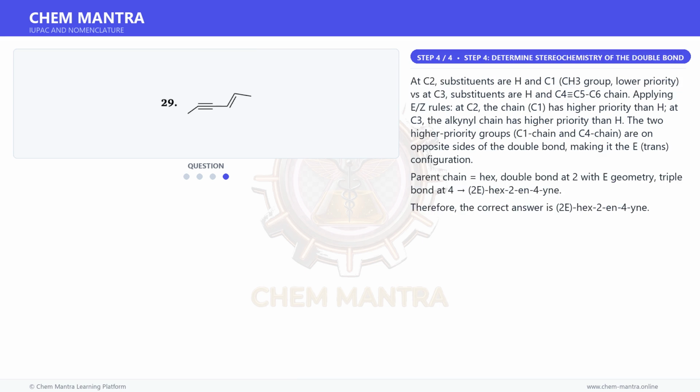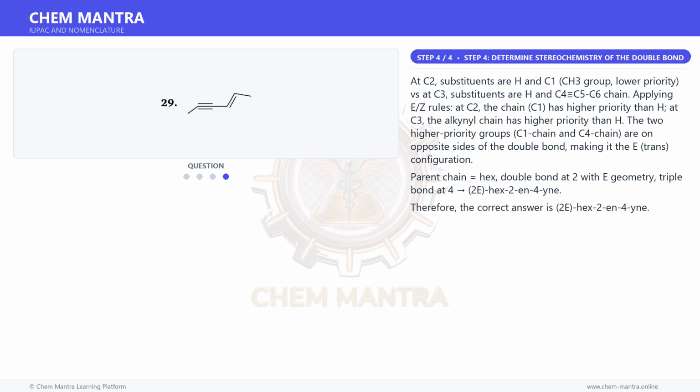And for the final step, at C2 substituents are H and C1, CH3 group, lower priority, versus at C3 substituents are H and C4, C5, C6 chain. Applying E-Z rules, at C2 the chain, C1, has higher priority than H, at C3 the alkynyl chain has higher priority than H. The two higher priority groups, C1 chain and C4 chain, are on opposite sides of the double bond, making it the trans configuration.